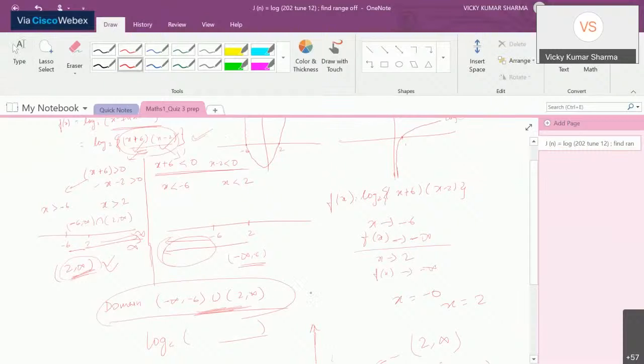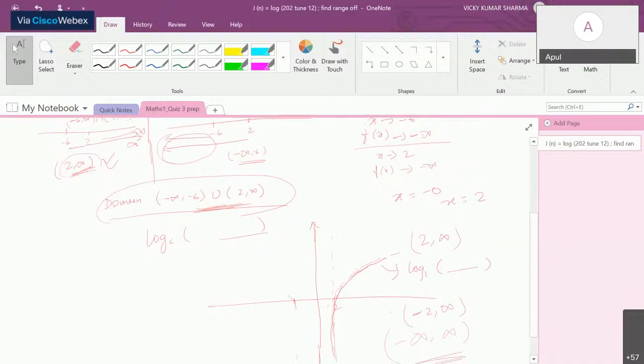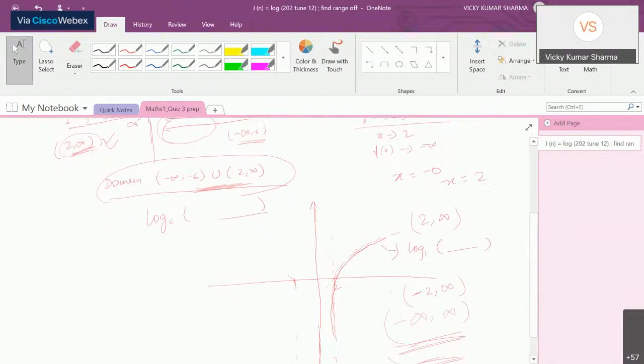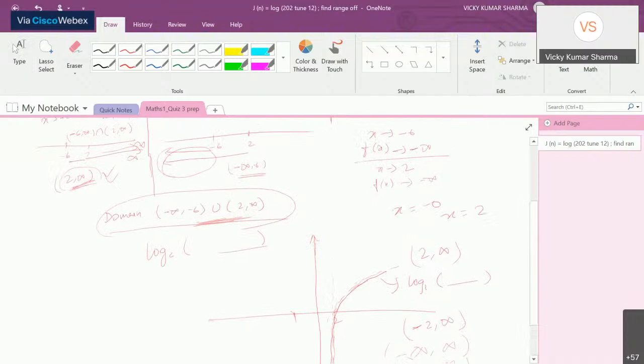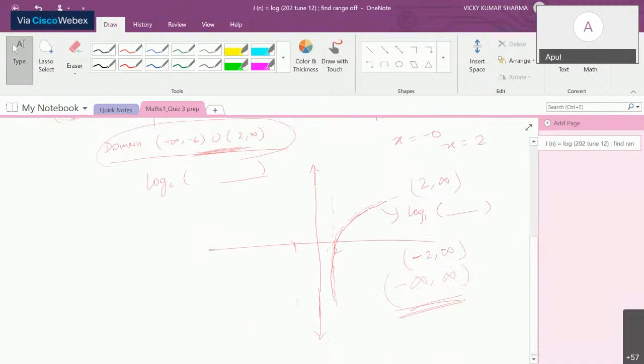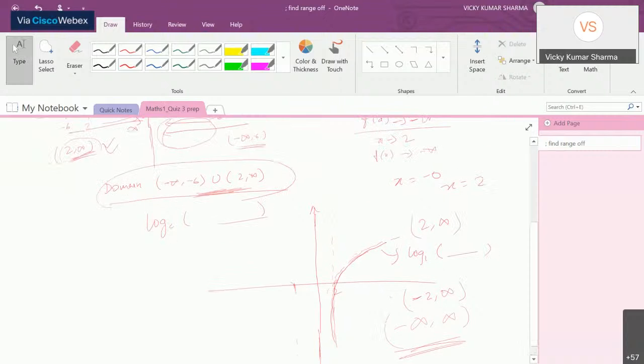Is it fine, Apul? Any other doubt in this? No, sir, got it. Okay, fine. Anybody else? This was something graded, and somebody was asking me from mock questions, right? Yes, sir. Sir, my doubt is clear now.